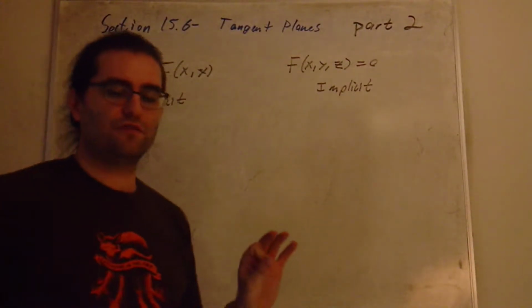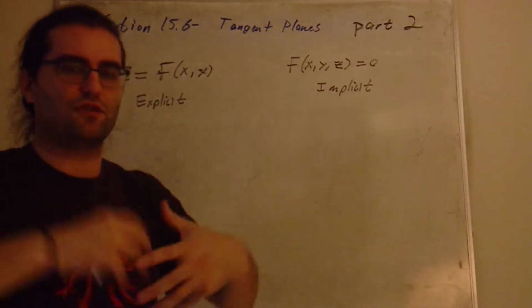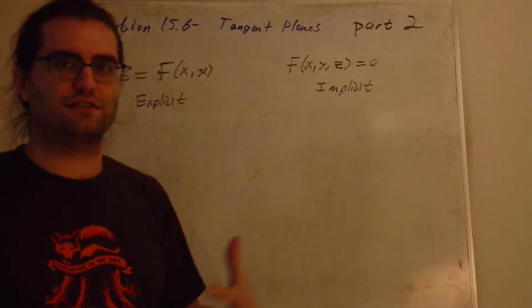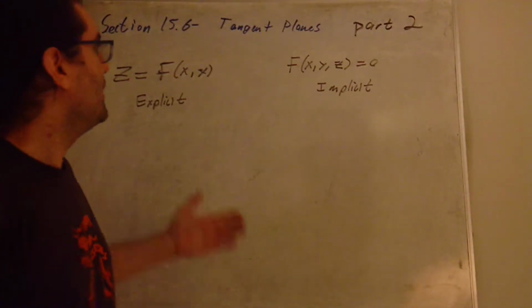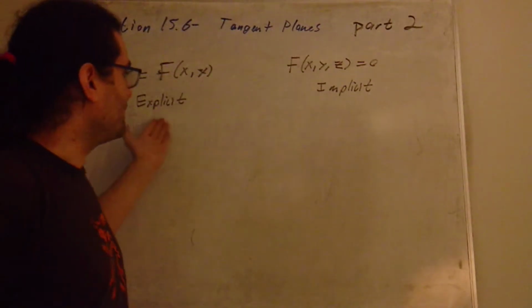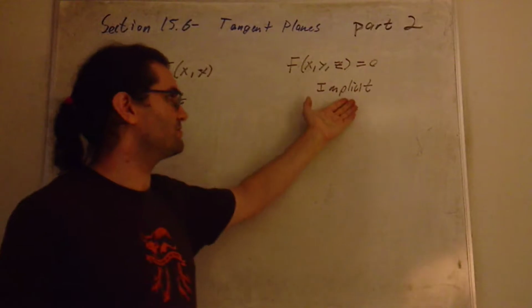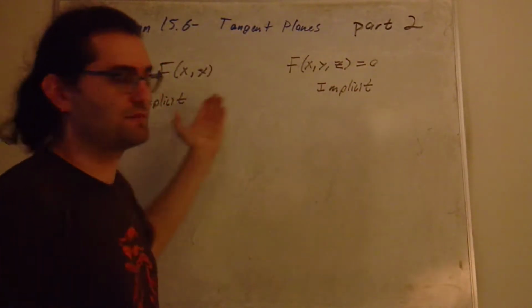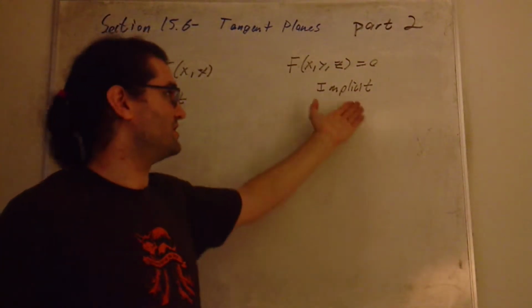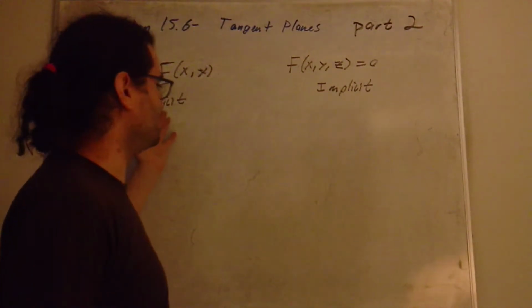This can be useful if you have z's sort of mixed in with your x's and y's and it's very difficult to extract them. You can go back and forth between these two things. Sometimes if you're given an implicit function, it's not too much work to change it to explicit. You can solve it for z and then it becomes an explicit function and you can do the technique we already learned.